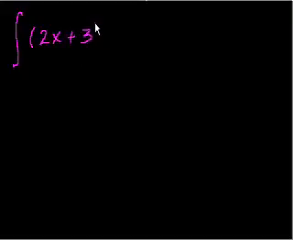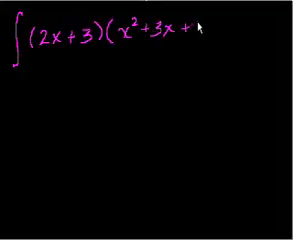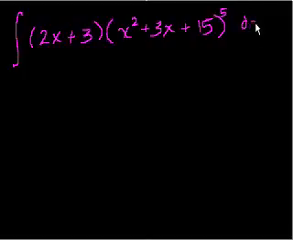Let's take the integral of 2x plus 3 times x squared plus 3x plus 15 to the fifth power dx. That looks complicated to you, doesn't it?